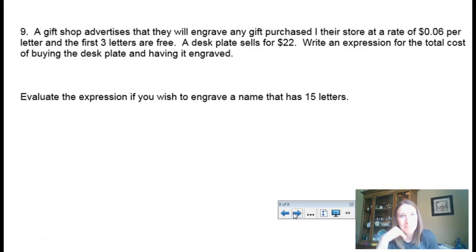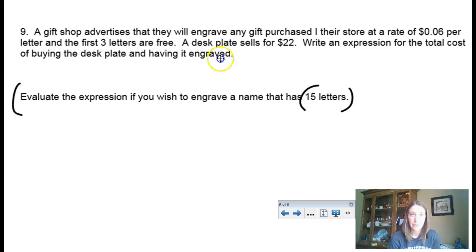All right, one more. So the gift shop advertises that they will engrave any gift purchased at the store for 6 cents per letter but the first 3 letters are going to be free. So a desk plate sells for $22. We're going to write an expression that represents the total cost of buying the plate, but we're going to have it engraved. So we're going to not read this part of the question yet. We don't know anything about this 15, so hold off on that.